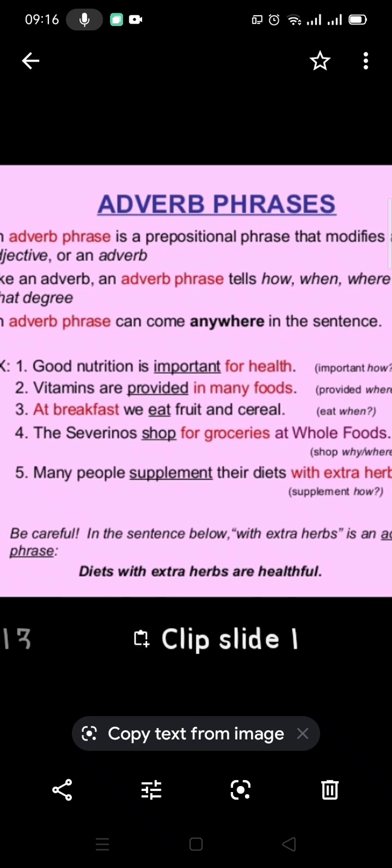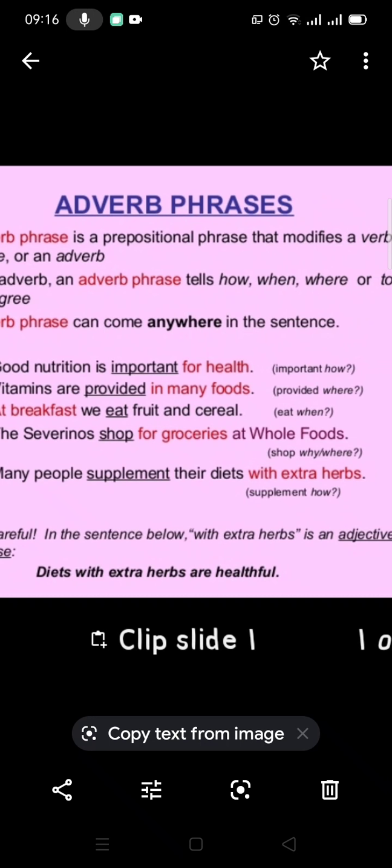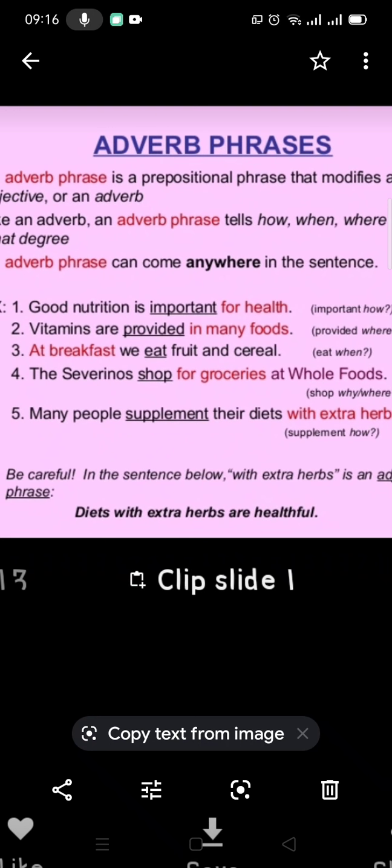Then the next sentence: the Severinos shop for groceries at Whole Foods. Here, in the sentence, there are two phrases and both are called adverb phrases. The first phrase answers the question why. Why do the Severinos shop? The answer is for groceries. And the second phrase, at Whole Foods, answers the question where. Where do the Severinos shop? At Whole Foods. So both these phrases will be called adverb phrases.